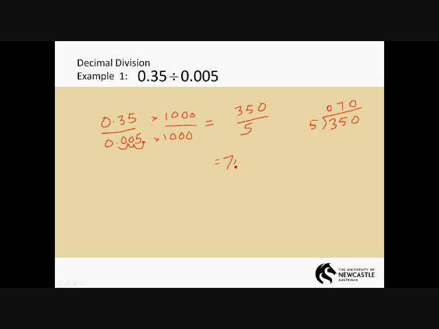And that is my final answer, because all I ever did was get the question, rearrange, multiply by 1. So what this is telling us is, how many 0.005s are in 0.35? There's 70 of them. Another example.